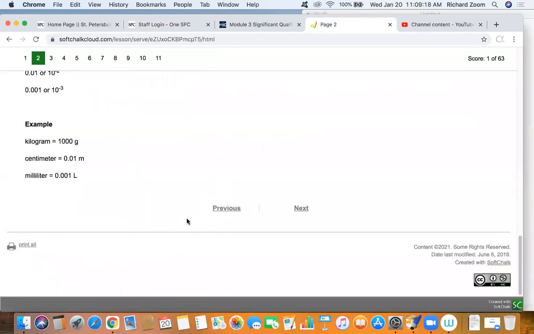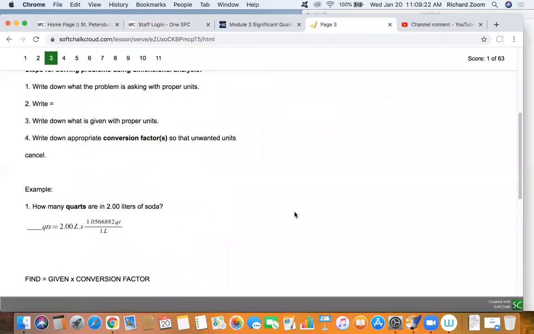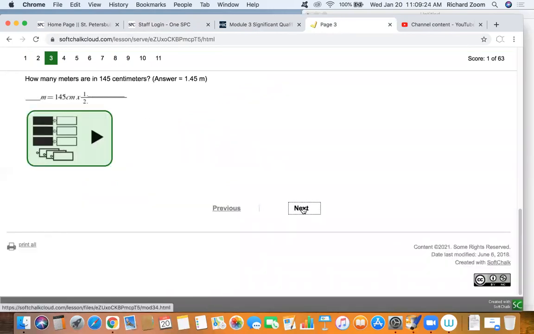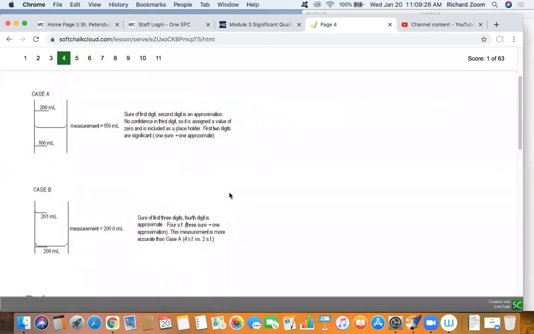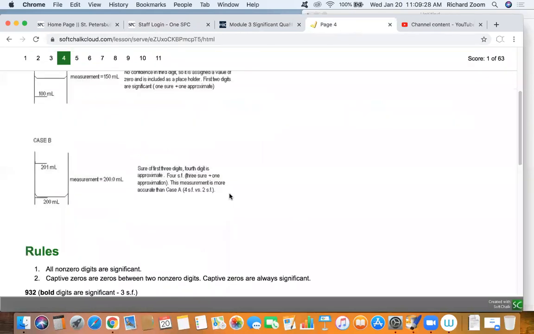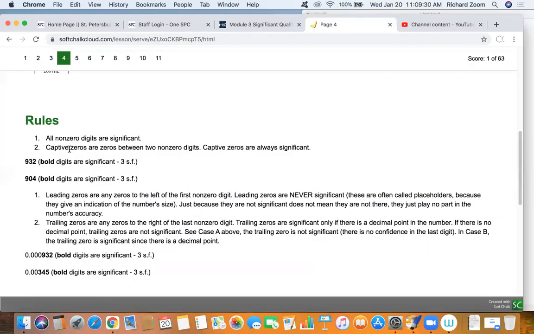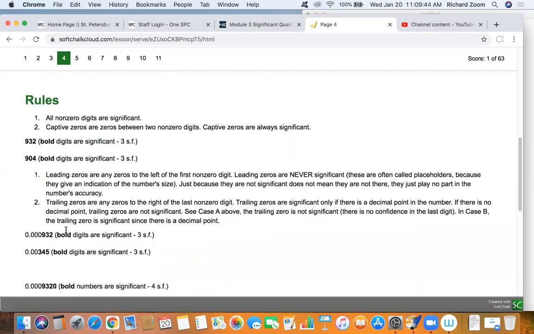And in the significant figures question, we've got all the rules that are associated with significant figures. So we've got the significant figures here, and these are the rules. So as you can see, all non-zero digits are significant. Captive zeros are significant as well. Captive zeros are zeros between two non-zero digits. So 904, that zero is significant there. Leading zeros are never significant.